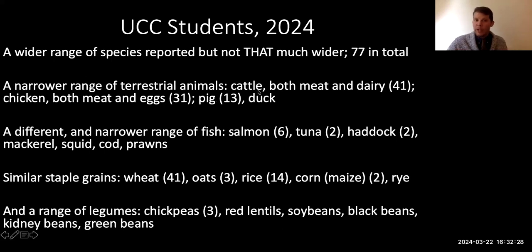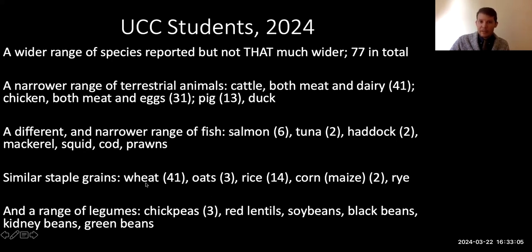There's a narrow range of terrestrial animals. Cattle remains the big deal. Chicken also. More pork, and occasionally duck, but mutton, sheep of any sort, did not happen to make it on the menu, at least for this project. Although, of course, we know that lamb is a relatively popular meat in this country. A different and narrower range of fish, so heavily focused on salmon, which is one of the most commercially successful fish, along with tuna. Haddock, mackerel, squid, cod as well, and prawns.